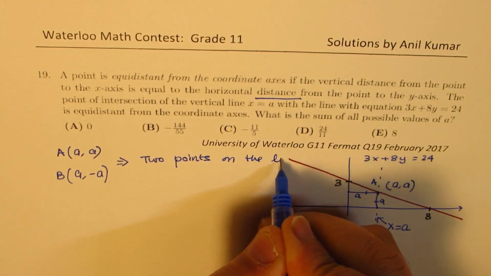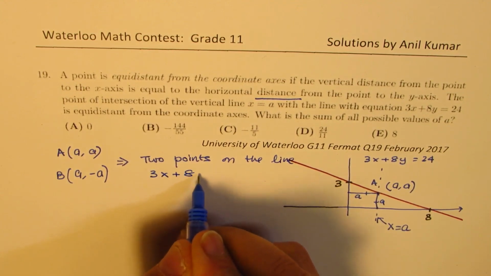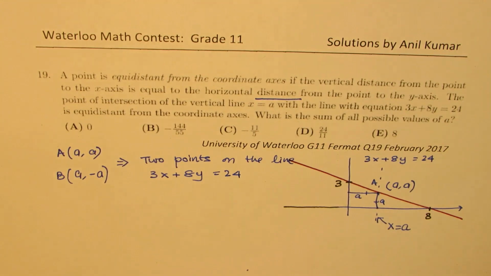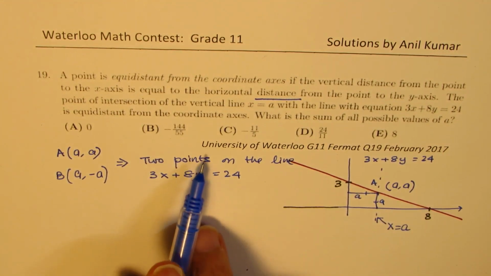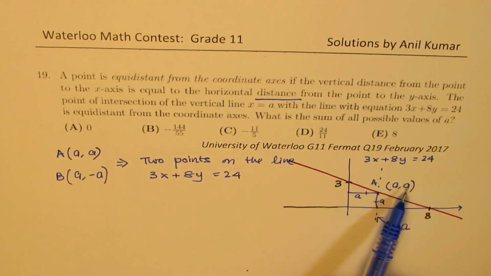On the line 3x plus 8y equals 24, which will satisfy this particular condition. Is that clear to you, right? So that's kind of important to understand. If you only go through the point A, A, you'll actually get a wrong answer, right?